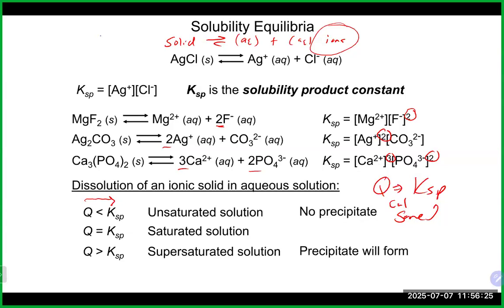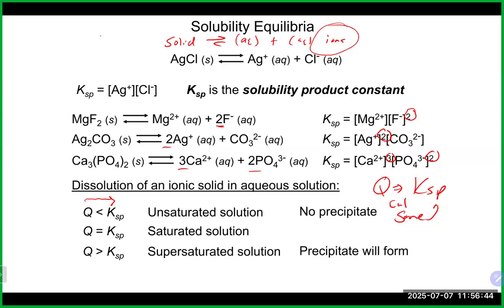I say temperature because solubility is based on temperature and does change with temperature. So as temperature increases, typically you get more solubility of solids and liquids. As it decreases, you get less solubility of solids and liquids. But a saturated solution would be reached if they do equal each other.